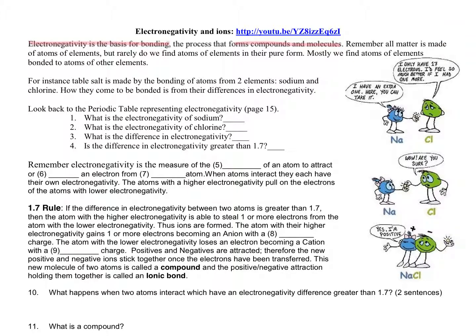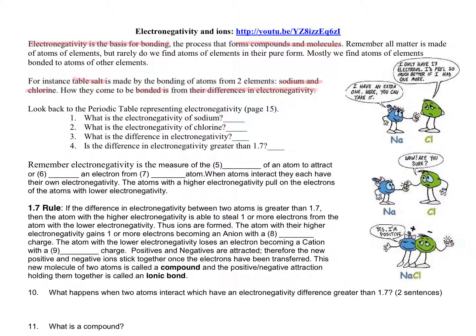Remember that all matter is made up of atoms of elements, but rarely do we find elements in their pure form. So we went through our periodic table and labeled solids, liquids, and gases. We rarely find them like that in their pure form. Instead, we find them in compounds. So for instance, table salt is made up of two elements, sodium and chlorine. How they come to be bonded is from their differences in electronegativity. They are bonded because of their differences in electronegativity.